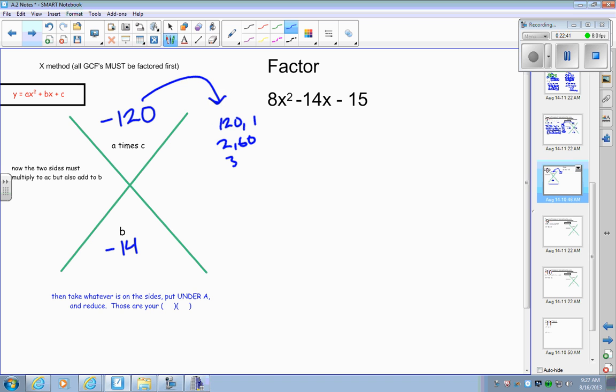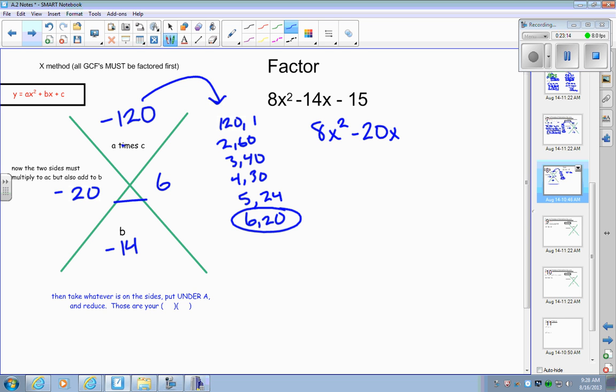2 and 60, 3 and 40, 4 and 30, 5 goes in there 24 times. 6 is going to go in there 20 times. 6 and 20 can get you to 14. We need negative 14, so we're going to go negative 20. These two numbers multiply up. These two numbers add down to negative 14. There's our grouping. So 8x squared minus 20x minus 6x minus 15. Let's see what happens.